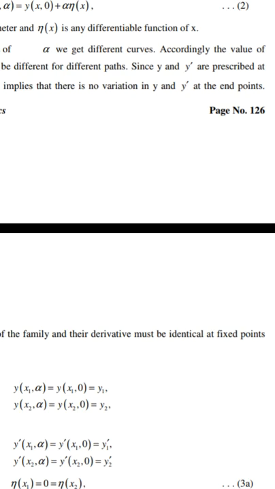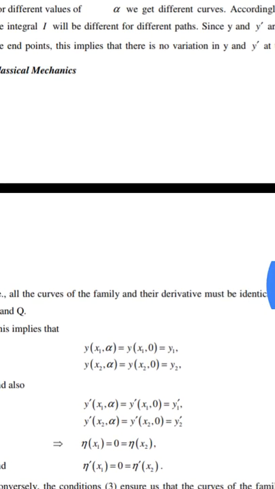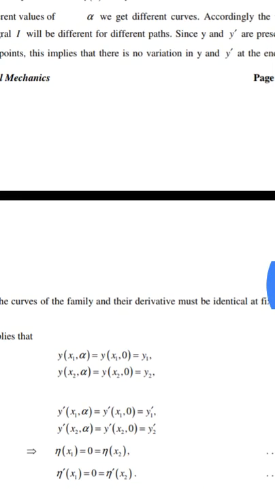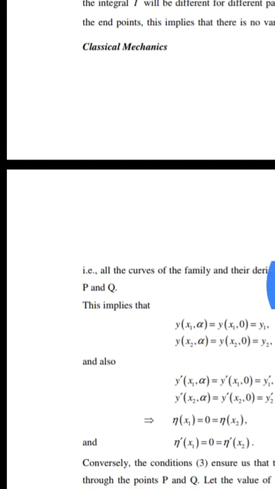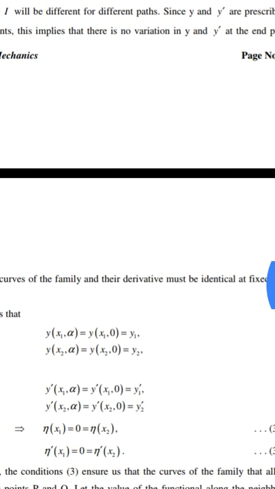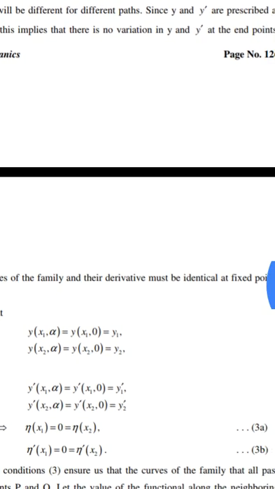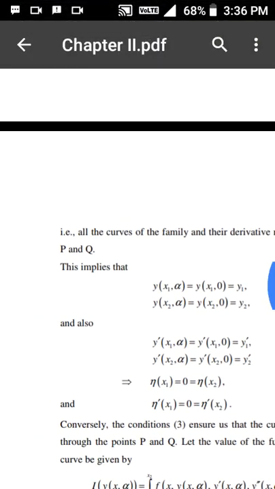Since y and y dash are prescribed at the endpoints, this implies that there is no variation in y and y dash at the endpoints, or that is, all the curves of the family and their derivatives must be identical at fixed points P and Q.